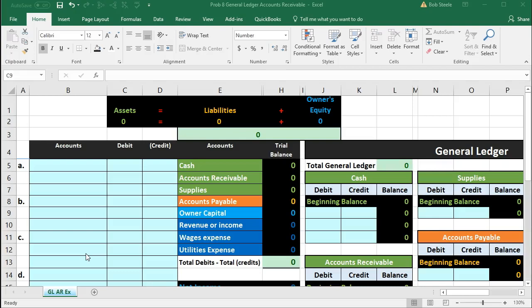Hello, in this presentation we will work a problem related to the accounts receivable cycle. Similar to a problem we had in the past, however now we will be recording the transactions as we did in the past, but not posting them directly to a worksheet, but rather to the general ledger, building the general ledger as we go, then using that general ledger to construct the trial balance, which will then remain in balance.